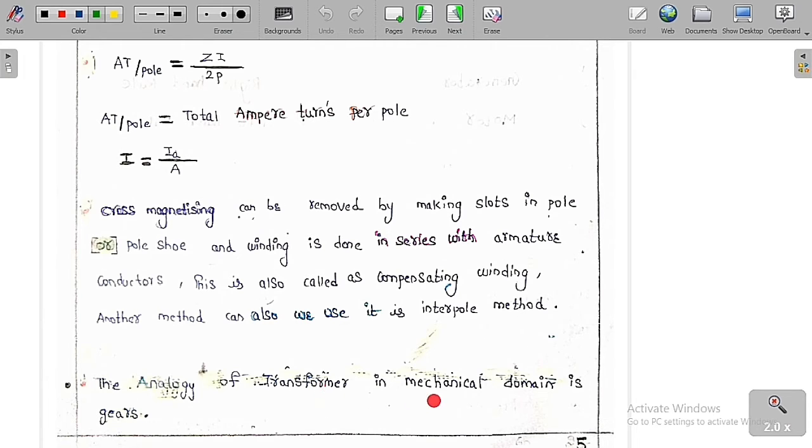The analogy of a transformer in the mechanical domain is gears. In the electrical domain it's a transformer, and in the mechanical domain there are gears. The concept of gears and the concept of a transformer is the same. They either increase or decrease the voltage in the transformer, and in gears the speed of rotation changes. The work done is the same, but only the speed of rotation gets changed. Therefore, the analogy of a transformer in the mechanical domain is gears.